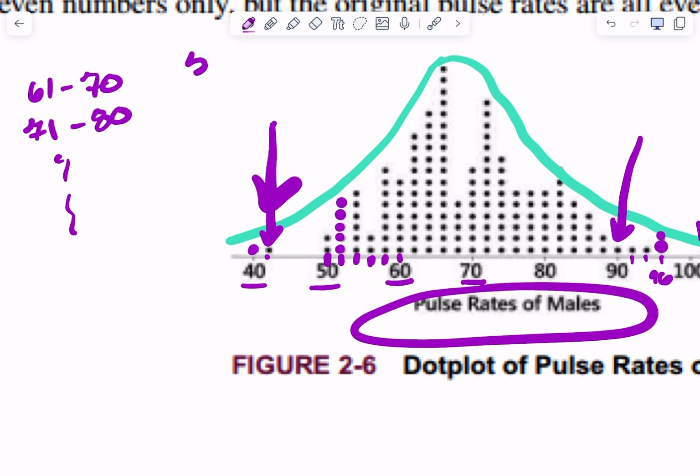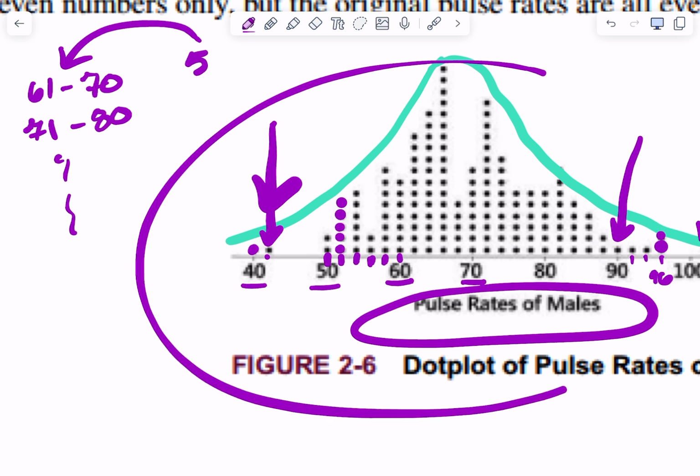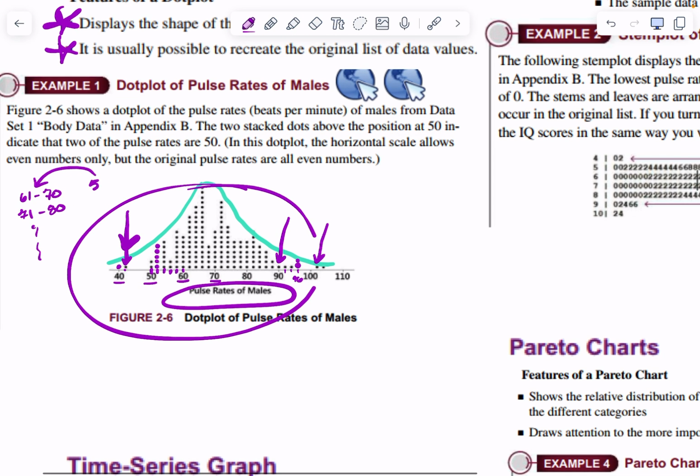And I had 5 students score in this range. Do I know what those exact scores are for a frequency table? No, I just know that there's 5 people that scored in between that range. So that integrity of the actual data values is lost, but in a dot plot, it is kept, right? We could recreate that actual list, okay? So that is a dot plot, okay?